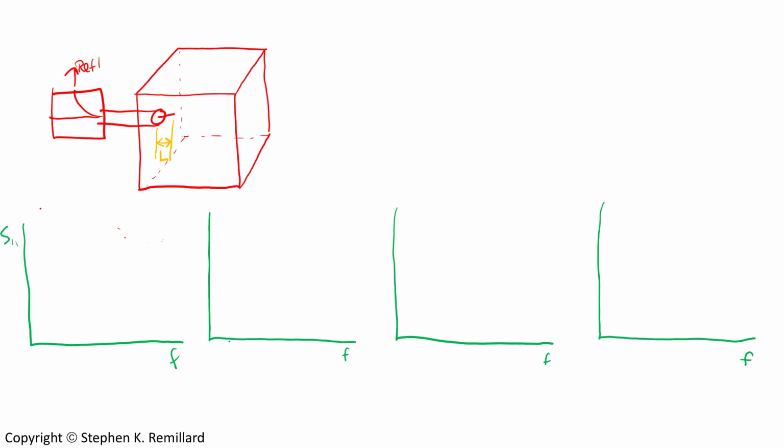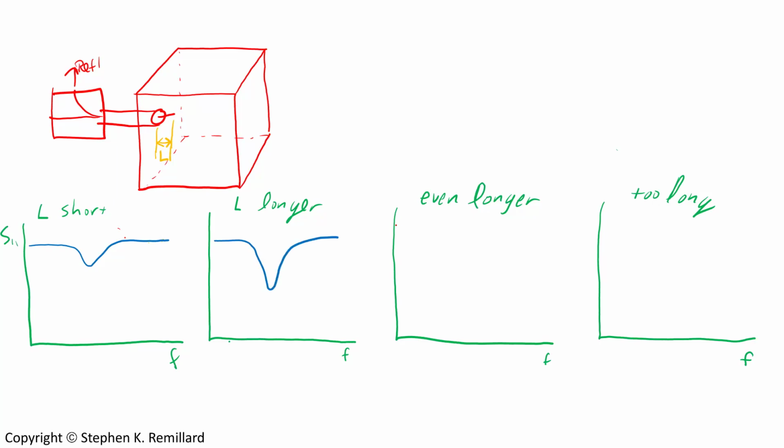The first case is with L very short, and we'll make L a little bit longer, even longer, and then too long. So when L is short, the dip will be shallow. But if you make L longer, the dip will be deeper. You can make L just the right length so that the dip is so deep you could never see the bottom of it. It's roughly infinitely deep, maybe 100 decibels down.